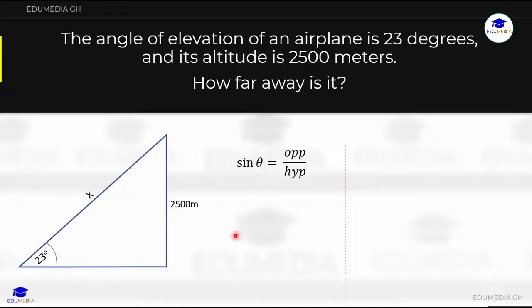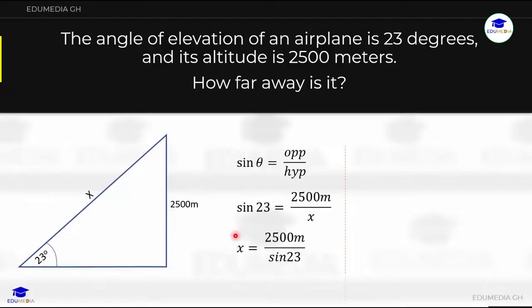Substituting these values into the formula, we have something like this: sine 23 equals 2500 meters divided by x. Doing a cross multiplication and the division, we are able to get x equals 2500 meters divided by sine 23.